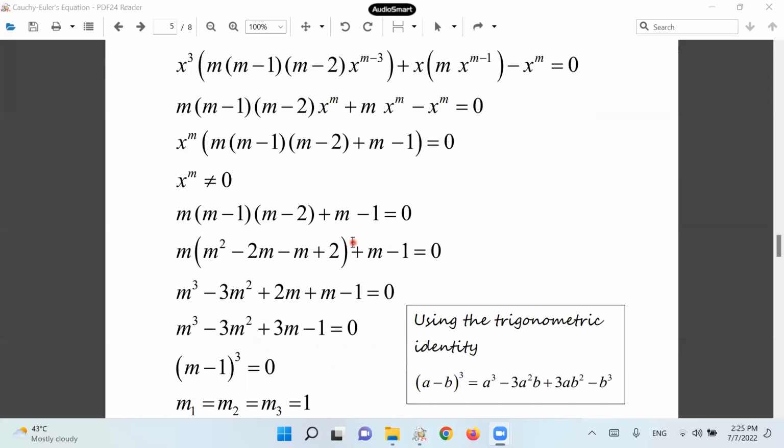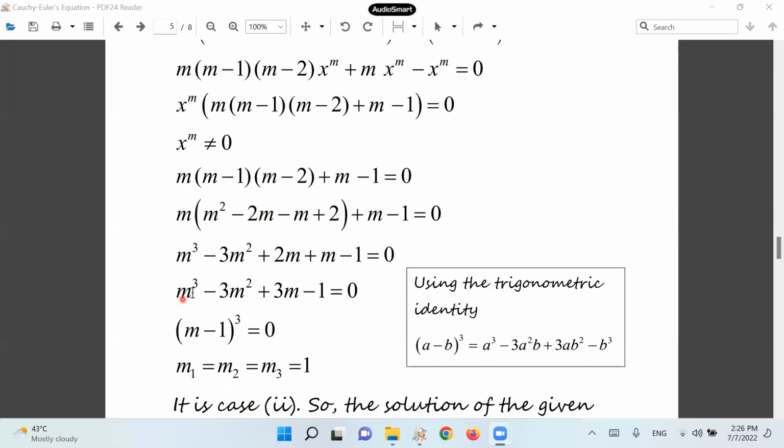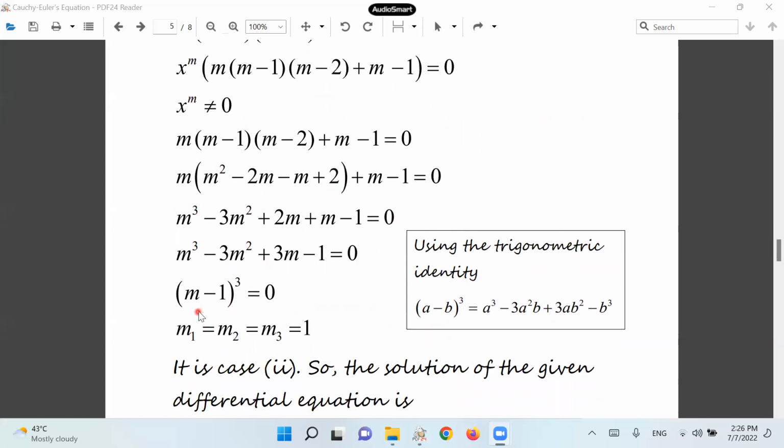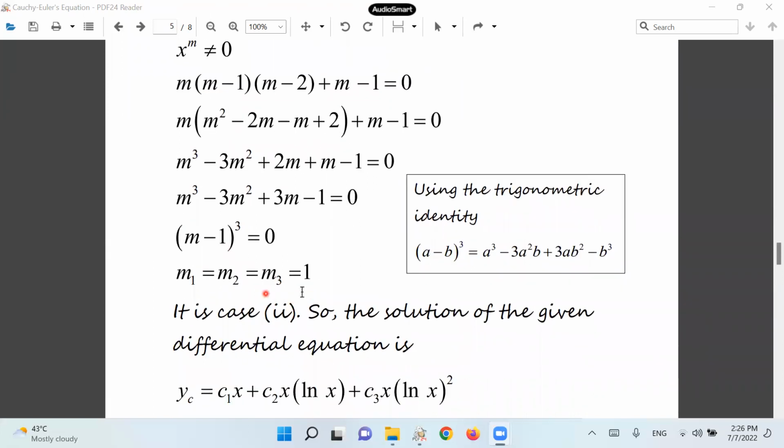So we put it as equal to 0, and then we multiply and simplify to find the factors. It will be of the form m cube minus 3m square plus m minus 1 equals 0. And this is actually the same as the identity a minus b whole cube. So a is here m, and b is 1. After that, we have m minus 1 whole cube equal to 0. So this means the roots are the same and equal to 1. So m1 equals m2 equals m3 equals 1.